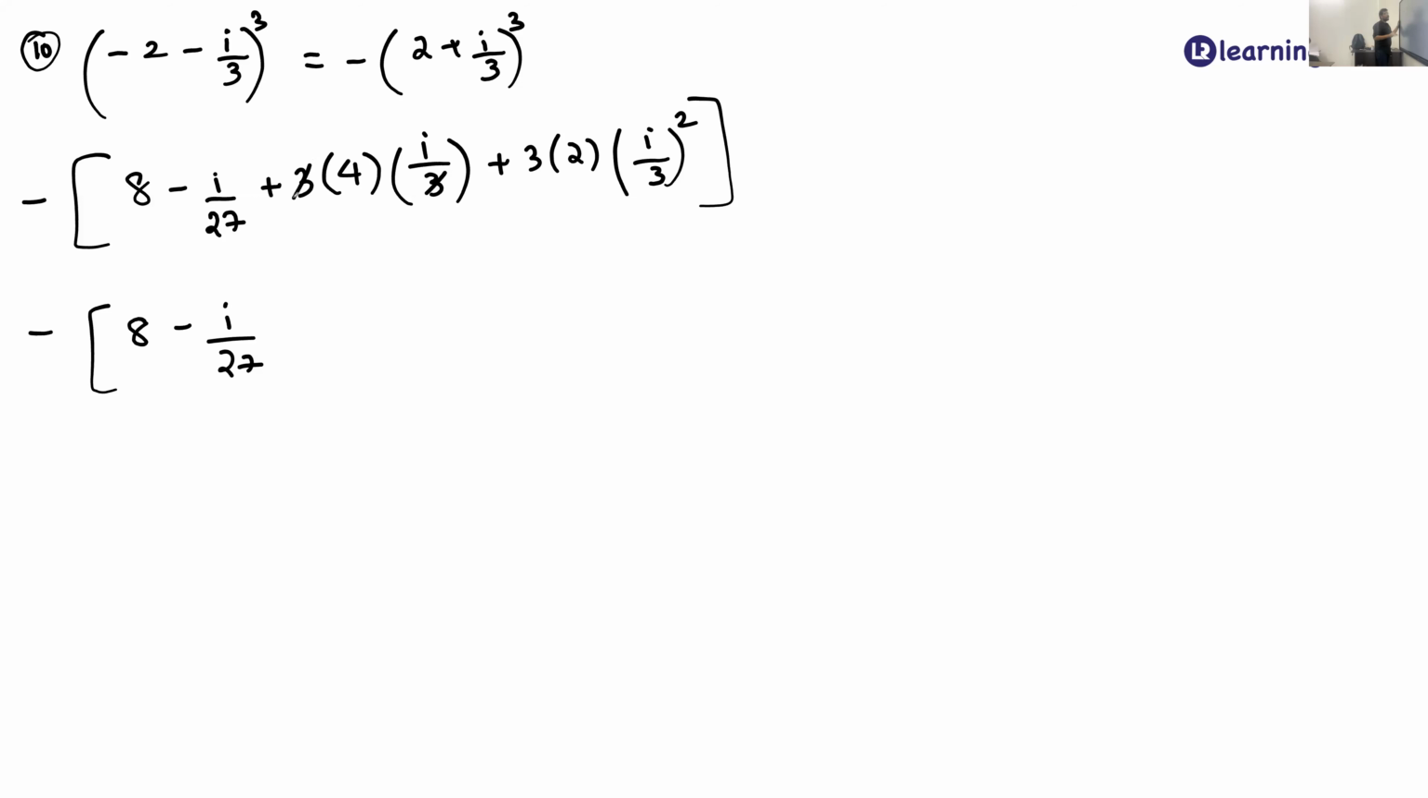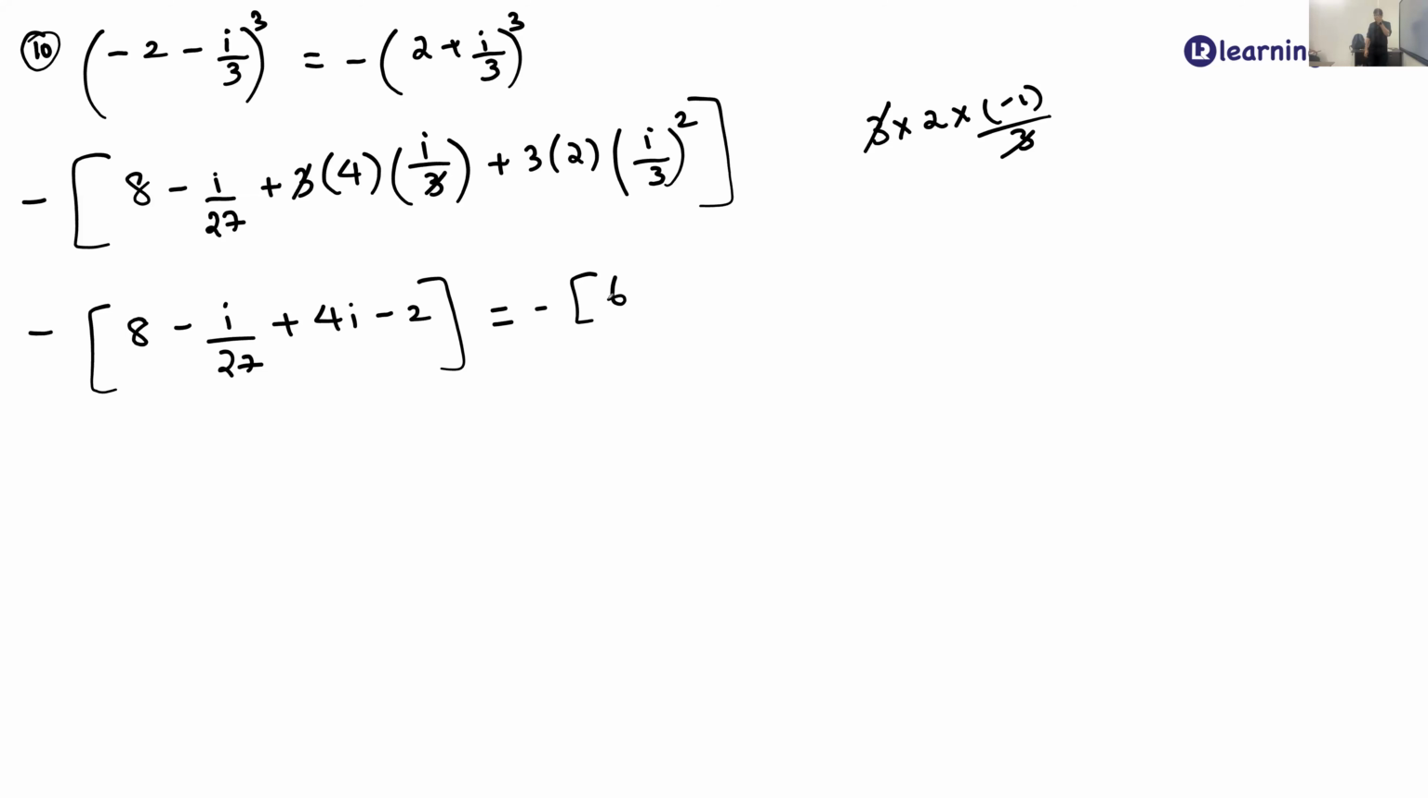Here 3 and 3 get cancelled, so you are left with 4i. Here, if you observe, 3 into 2 into i square, which is minus 1, the whole divided by 3. 3 and 3 will get cancelled, and you will be left with minus 2. So 8 minus 2, minus of 6, then 1 by 27 minus 4i. Actually, it is minus i by 27 plus 4i.